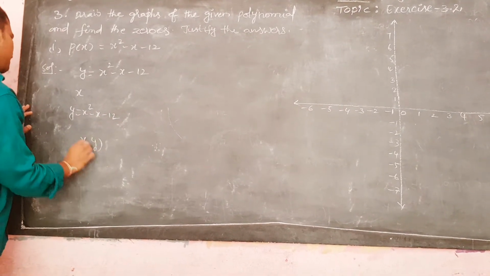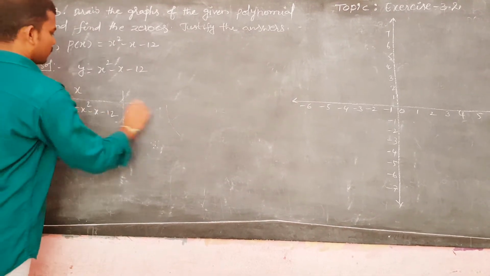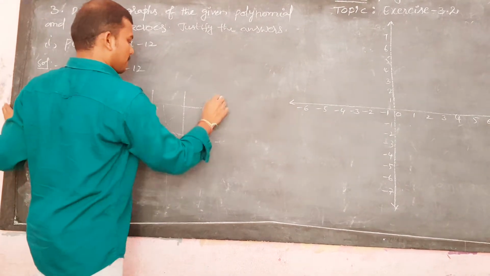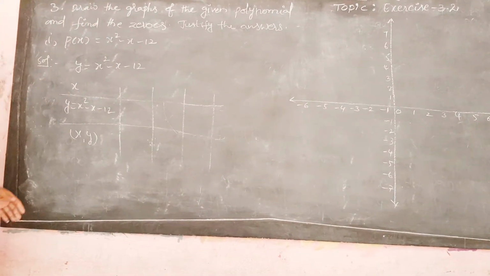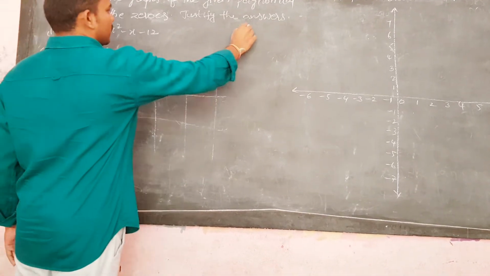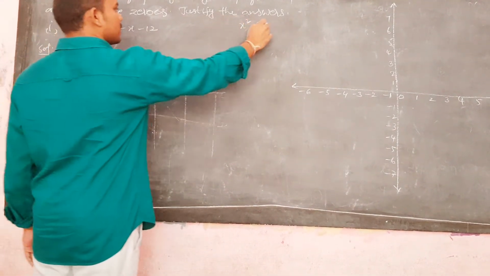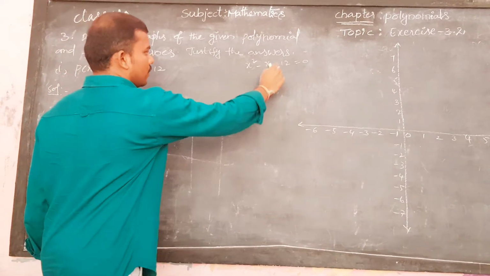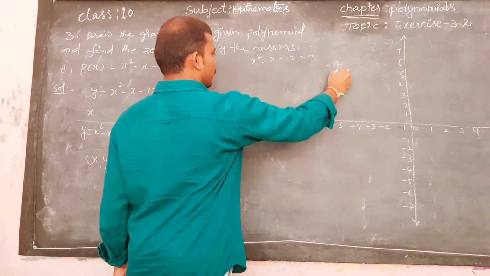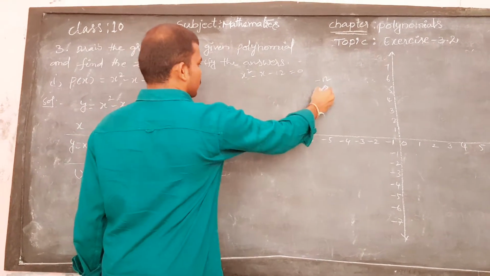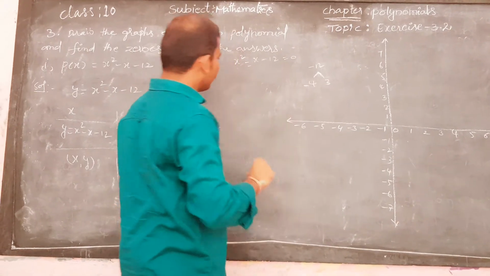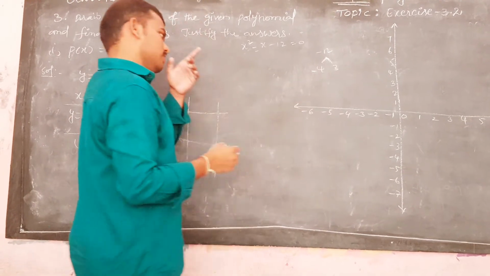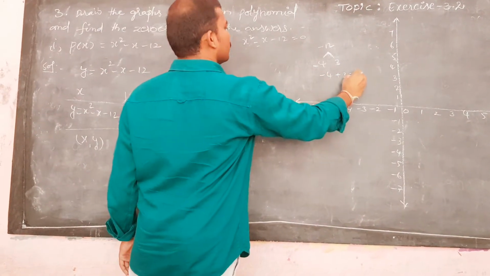So the pair of coordinates x comma y. Here we have taken the x values. So what values have we taken? The quadratic polynomial is x square minus x minus 12, that is equal to 0. Here the x square coefficient is 1, 1 into minus 12 is minus 12. 12 is 4 into 3. Minus 4 plus 3 is equal to minus 1.